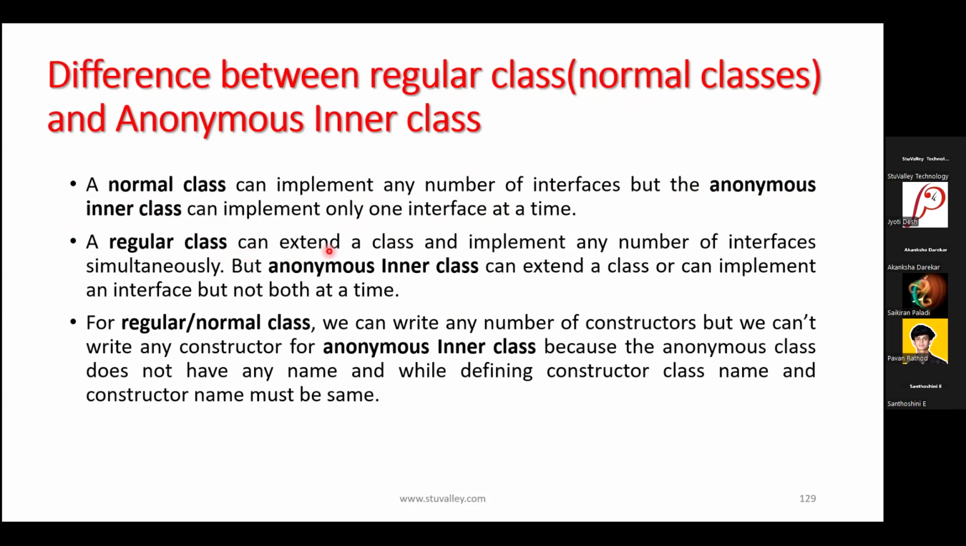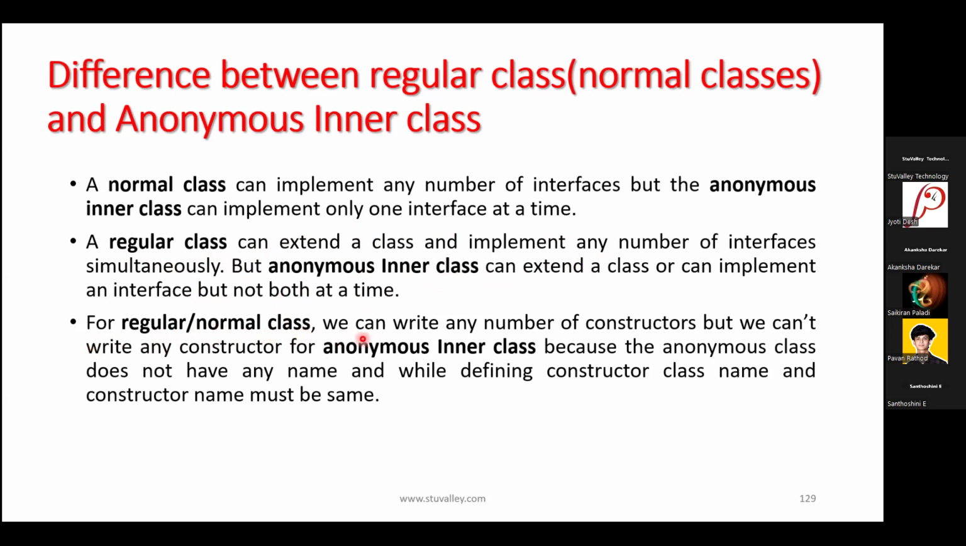A regular class or a normal class can extend a class and implement any number of interfaces simultaneously, but an anonymous inner class can extend a class or can implement an interface, but not both at a time. ये दोनों functionality at a time हम नहीं कर सकते. Interfaces implementation and extending a class that we can perform in a normal class or regular class, but anonymous inner classes cannot perform that. We can perform any one operation at a time.